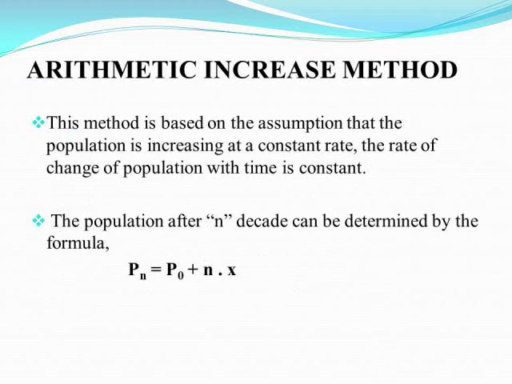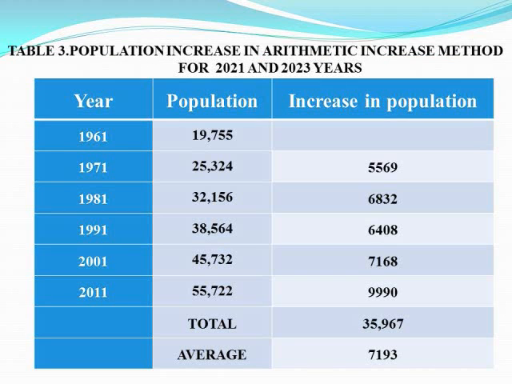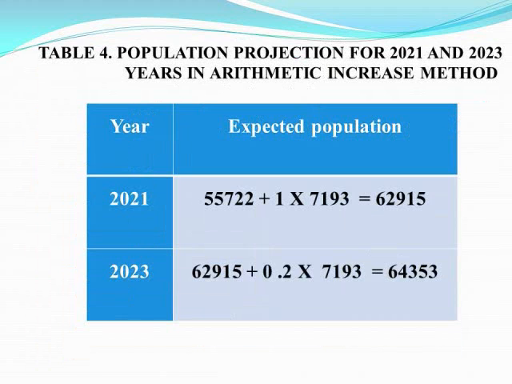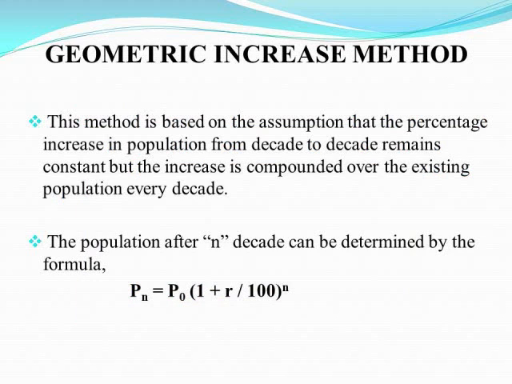Arithmetic increase method. This method is based on the assumption that the population is increasing at a constant rate. The rate of change of population with time is constant. The formula is as follows. And the table shows the population increase using the arithmetic increase method. And the expected population in 2021 is 62,915, and 2023 is 64,353.